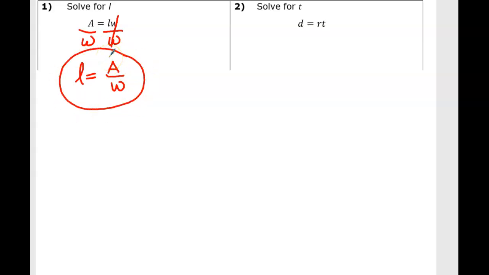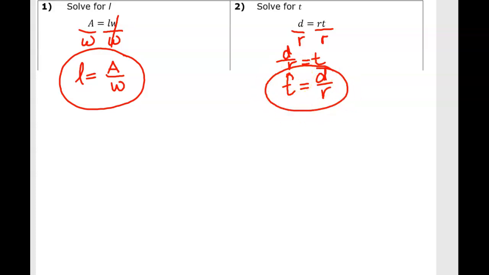Number 2, if we solve for T, we're going to divide both sides by R. So we end up with D divided by R equals T, but then I just switched the order. So T is equal to D divided by R.